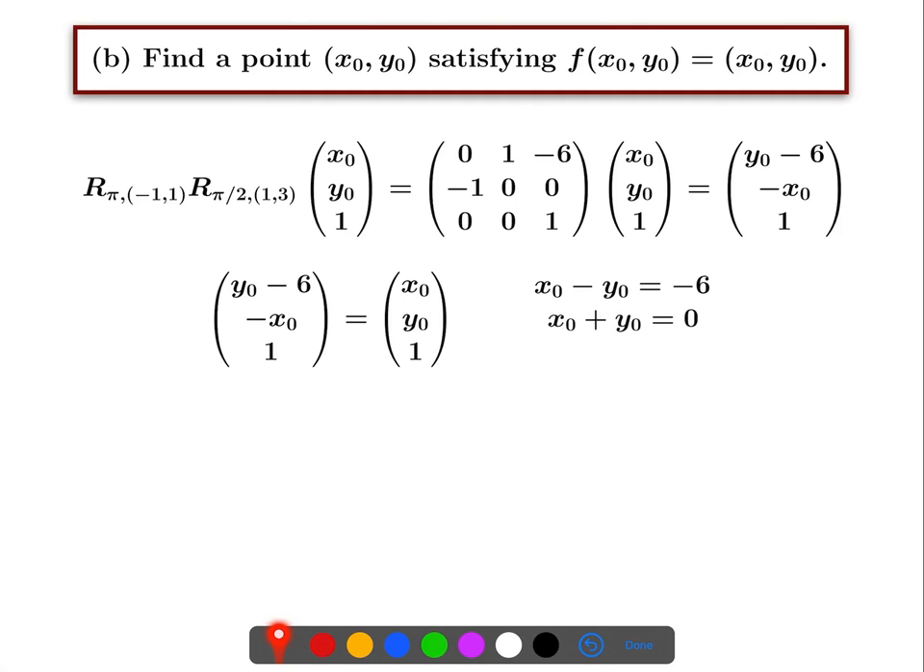Well, I want to solve for x naught and y naught in these two equations to make these two equal. The easiest thing it looks like to me is just to add these two equations. The y naught will disappear when I add the two equations. I add the two left-hand sides, I'm just going to get 2x naught. I add the two right-hand sides, I'm going to get minus 6. So 2x naught equals minus 6, or x naught equals minus 3. And once you have x naught is minus 3, you can look here. y naught has to be 3.